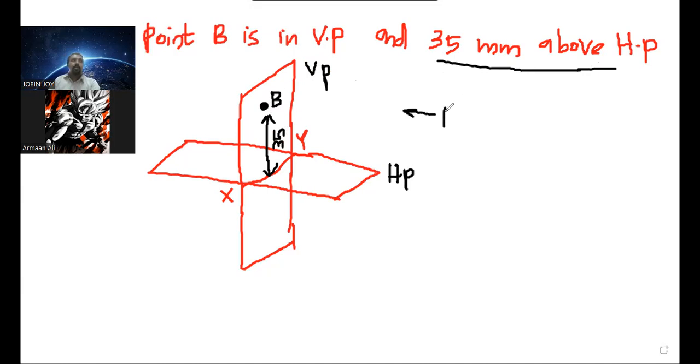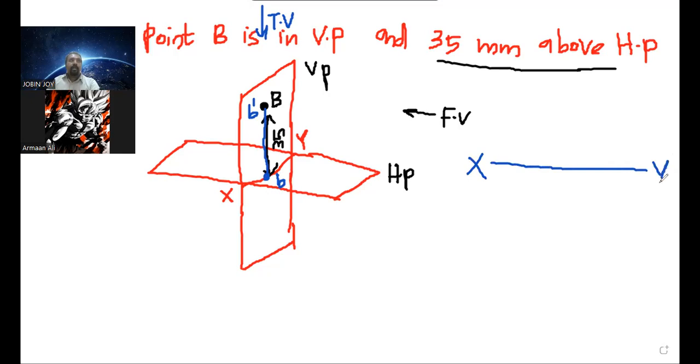So this is the front view direction. Where is the front view? It's on VP, and the point B itself is the front view. Mark B dash here. B dash is the front view and it is 35 millimeter above XY line. And where is the top view? The image of B will be projected onto the HP, and that is the XY line. So you have to mark B here. Okay, so our final answer is like this.